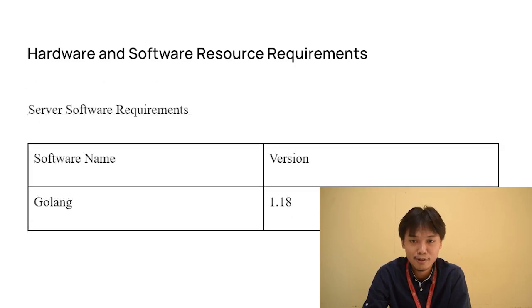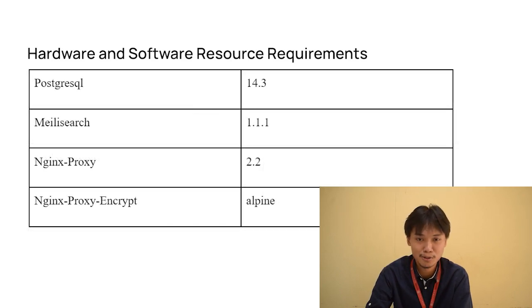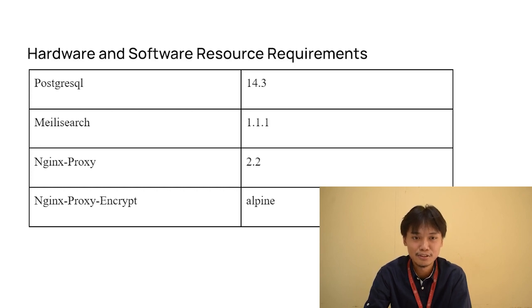For the server software requirements, the minimum version requirements of each software are as follows: version 1.18 of Golang, version 14.3 of PostgreSQL, version 1.1.1 of Research, version 2.2 of X proxy, and version Alpine of Nginx proxy and Quick.